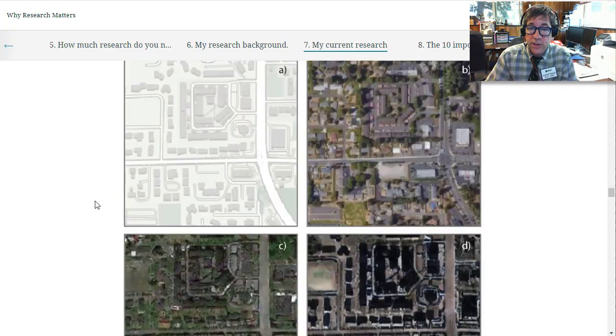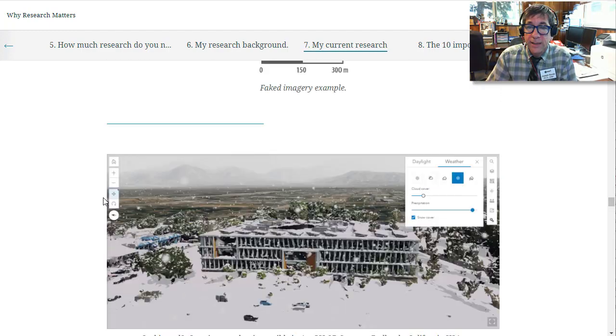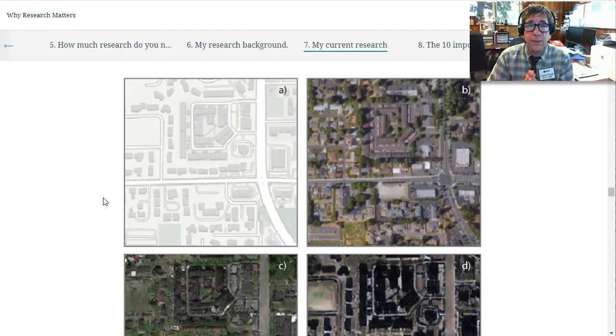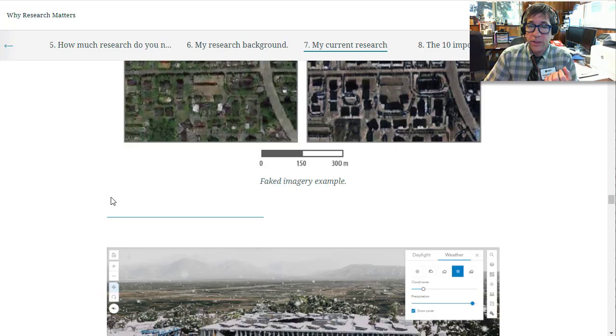Also, data could be intentionally faked, as I wrote about recently with this notorious example right here. Data could be intentionally faked. Not often, but it can happen because more and more people have access to these tools. So be critical of that.